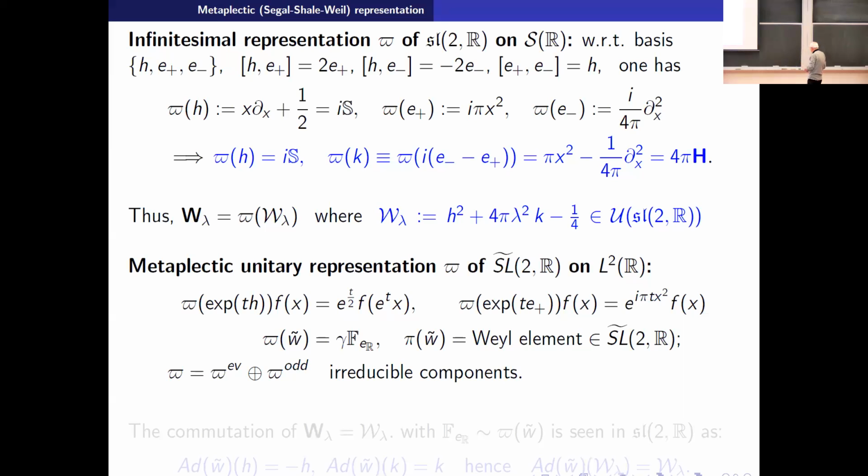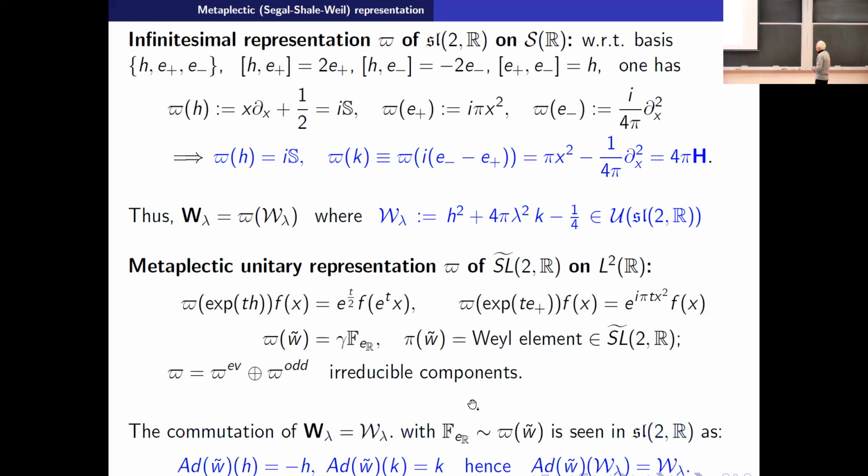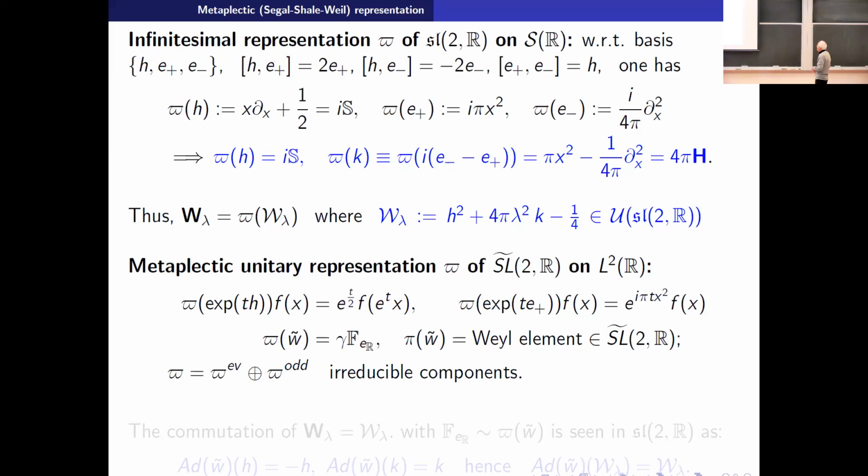Well, there is an element which for SL2 is called the Weil element, which is moved to the Fourier transform. But up to a factor, gamma, which I will not explain because that's not easy. It's a co-cycle representation, in fact. And if you want to write it explicitly as a unitary representation, you have to write a full other slide. And it doesn't matter so much for now.